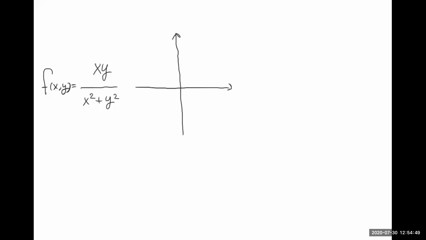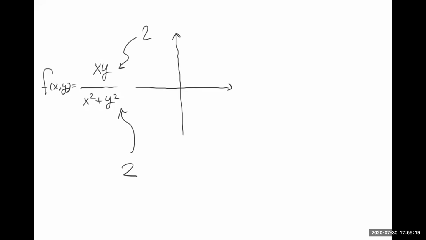So let me tell you a trick. Here, the degree of the numerator is 2. It's 1 for x, 1 for y. The degree of the denominator is also 2. Here we have second degree, here we have second degree. We are adding them, not multiplying, so the degree is still 2. Let's see what would happen in this case.